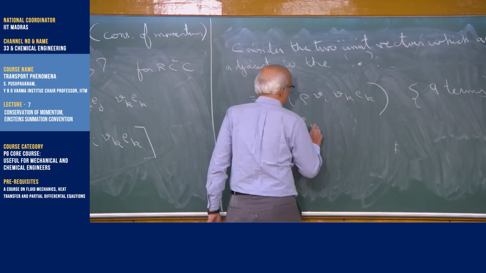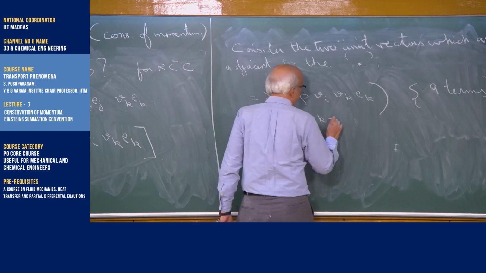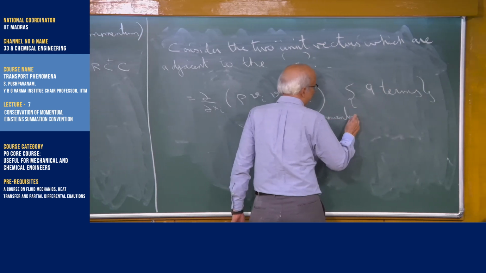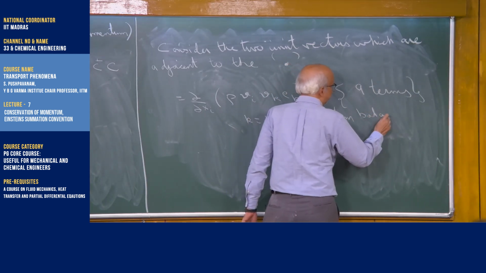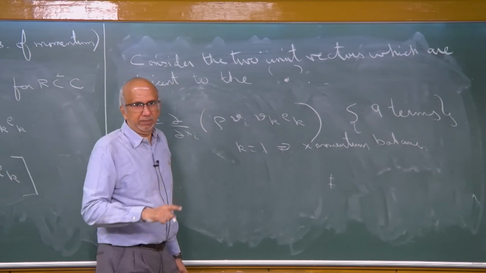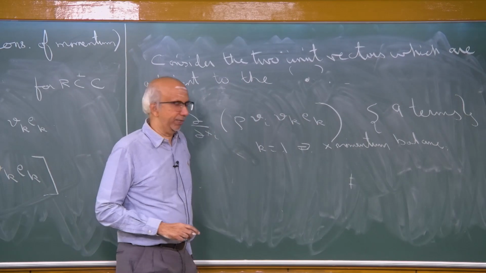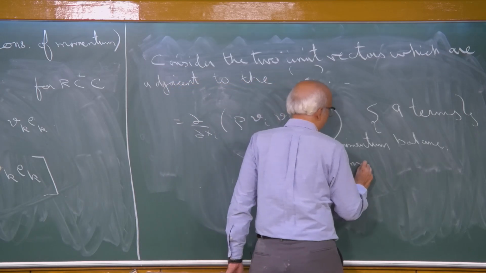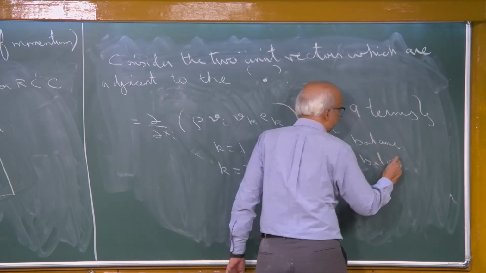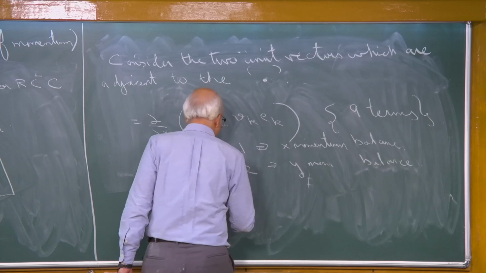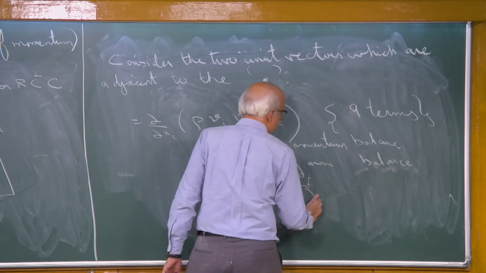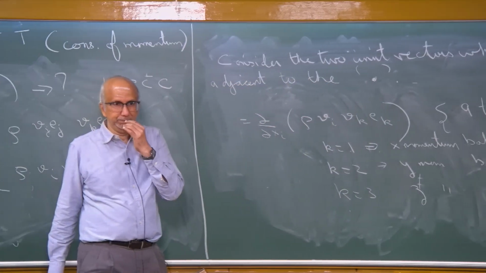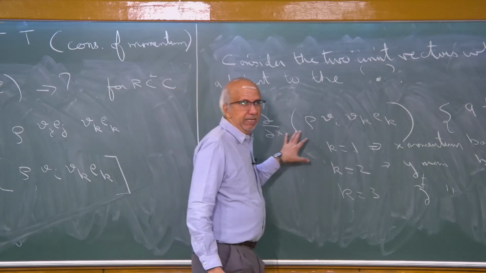So, k equal to 1 implies x momentum balance, because that is the one where I am going to get the x direction momentum vector. k equal to 2 is the y momentum balance, and k equal to 3 is the z momentum balance. Okay. So, I am going to fix k equal to 1 and try and solve this.